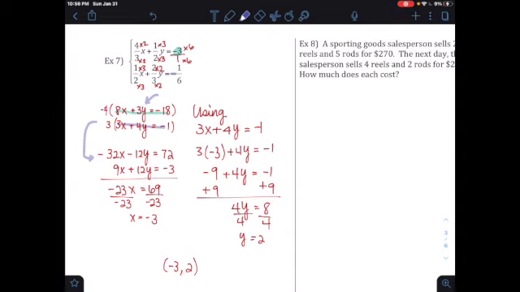Now when you combine them after you multiply everything, don't forget to multiply your 18 and negative 1. You will get negative 32x minus 12y equals 72. And so forth, and you end up getting x equals negative 3. Then I come back and use the equation 3x plus 4y equals negative 1. I plug in the x, which is negative 3, and solve it, and y equals 2. So that is number 7.